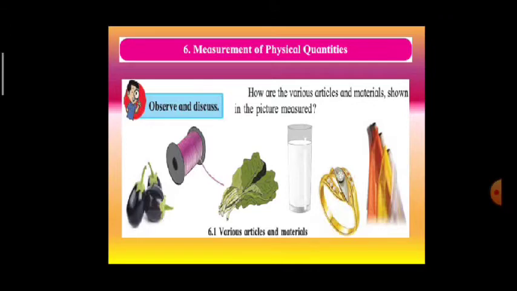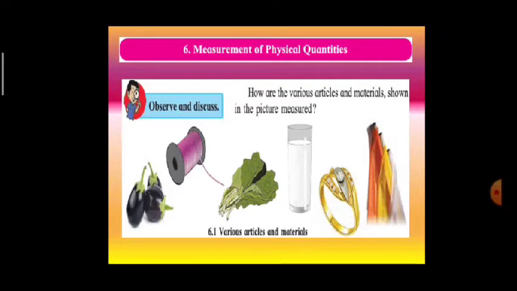Chapter number 6, Measurement of Physical Quantities. Observe and discuss how the various articles and materials shown in the picture are measured. You can see brinjal, pumpkin, onions, potatoes, French beans, and many similar vegetables are weighed in gram and kilogram. We call it weight in our day-to-day colloquial language, but actually it is the mass that is measured.